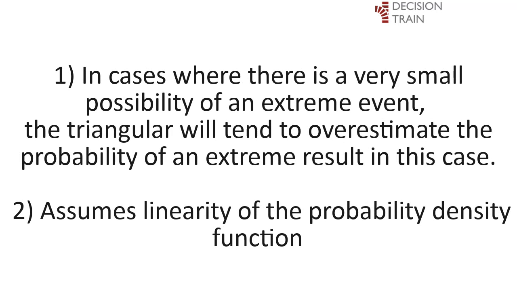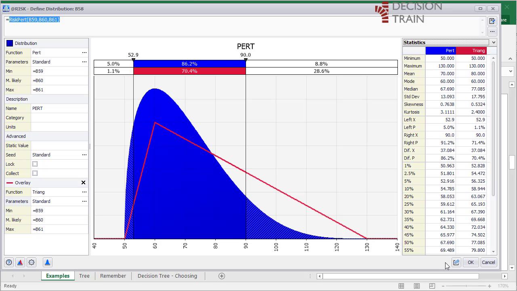The triangular distribution has these deficiencies. 1. In cases where there is a very small possibility of an extreme event, the triangular will tend to overestimate the probability of an extreme result in this case. 2. It assumes linearity of the probability density function. We tend to prefer the shape of a PERT distribution, which assumes the predominance of the results occurring in the most probable range, and then the tails are rounded. In other words, a triangular distribution creates a mathematical discontinuity at its peak or mode, something that the PERT avoids.